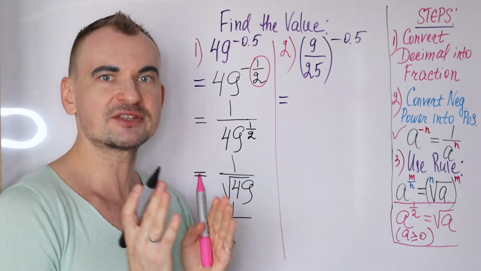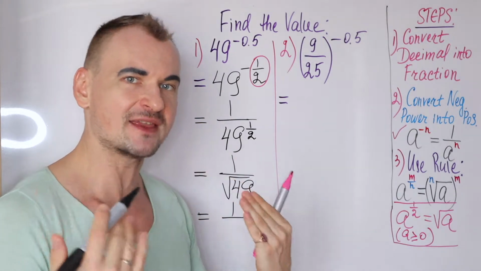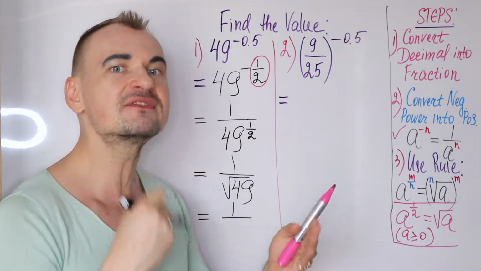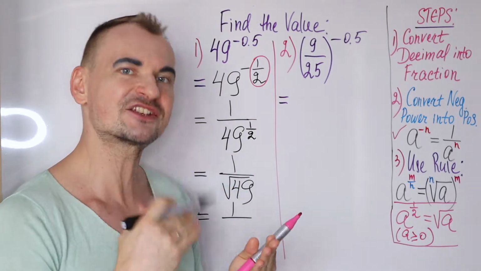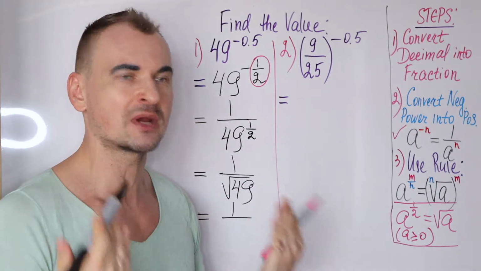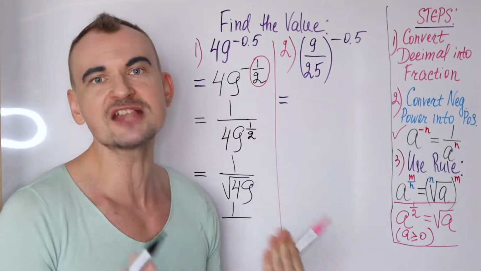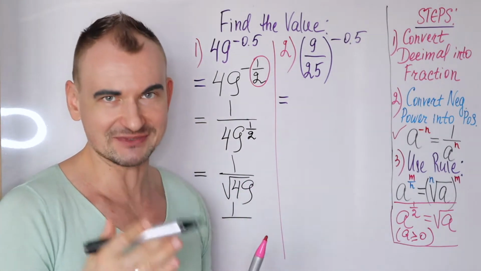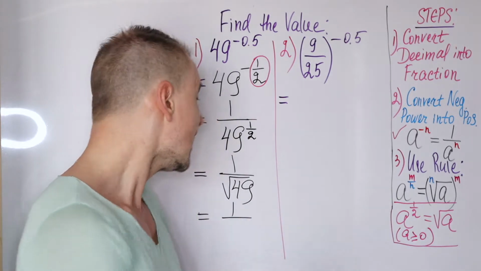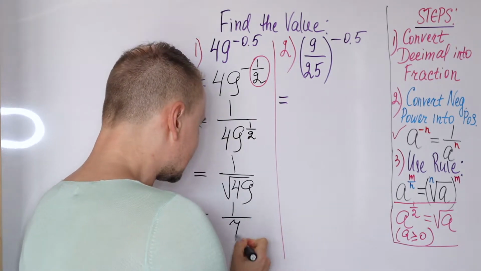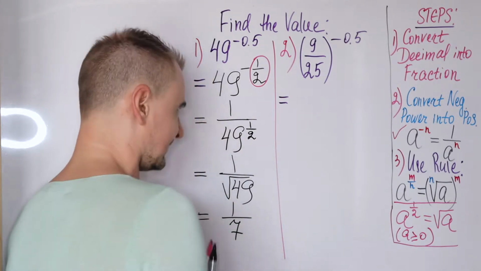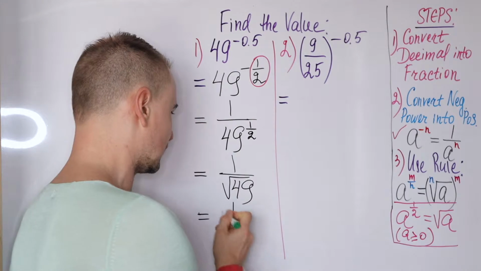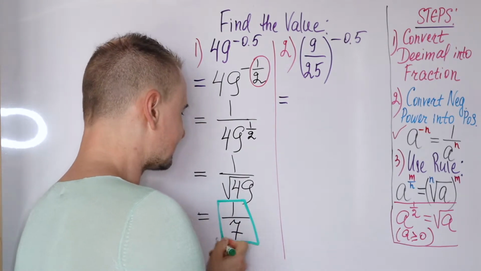A perfect square number is a number that has another number that multiplied by itself gives you back that original number. Just ask yourself, what number has to be multiplied by itself in order to produce 49? And the answer is 7, since 7 times 7 gives you back 49. So you end up getting 7 as a bottom, and your entire answer is a fraction. So it's 1 over 7.